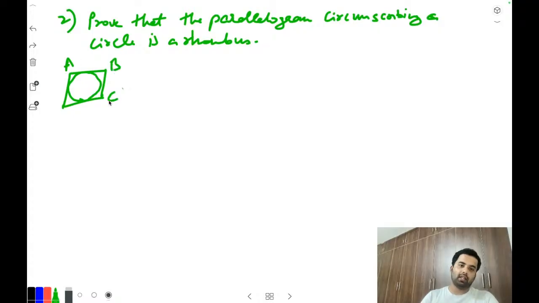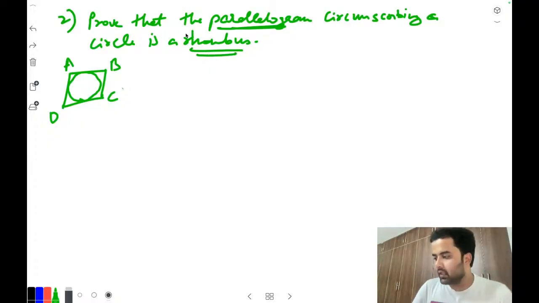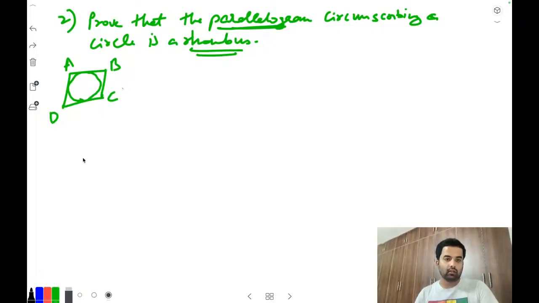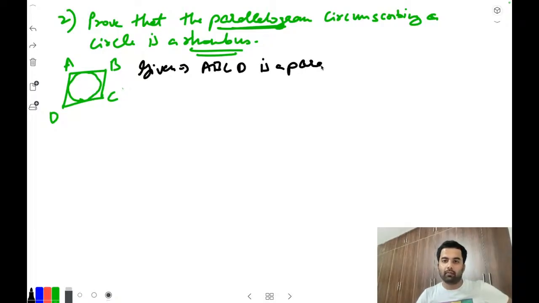A, B, C, D. This A, B, C, D is what? It is a parallelogram now, but we have to prove what? Rhombus. If you prove all sides are equal, it is a rhombus. So how are we going to do this? First, you will write what? First, write down here. We need proper answer writing. So since it is a proof, write down the given. Given is what? ABCD is a parallelogram.